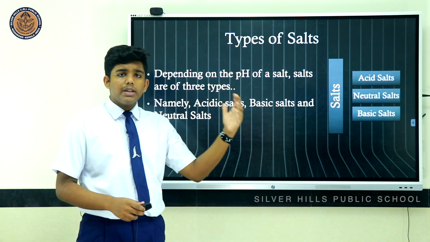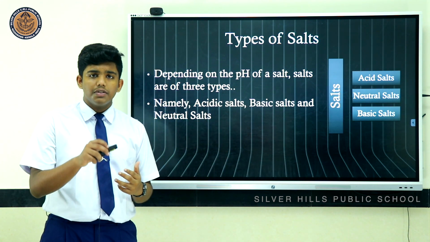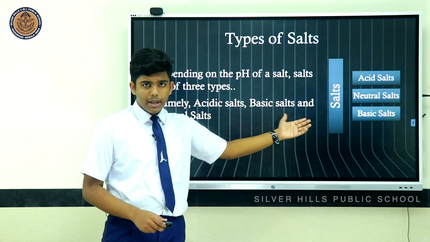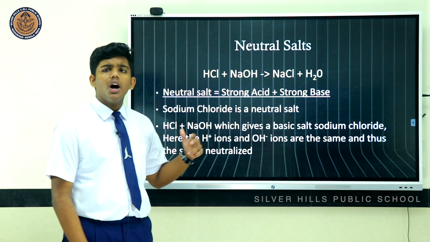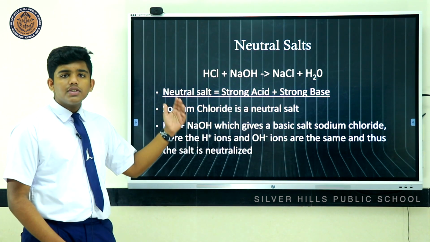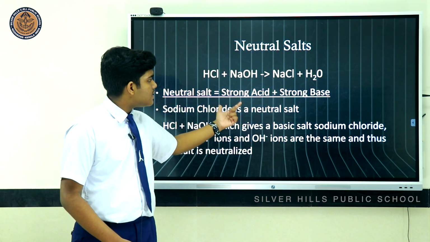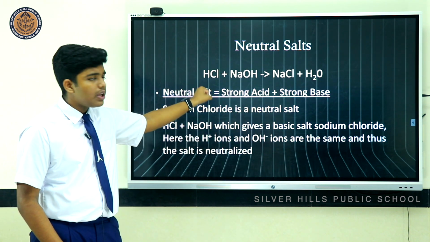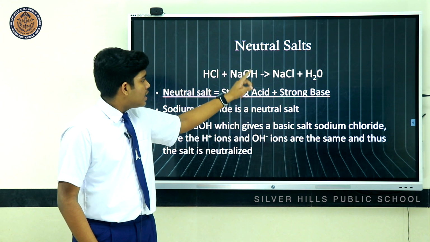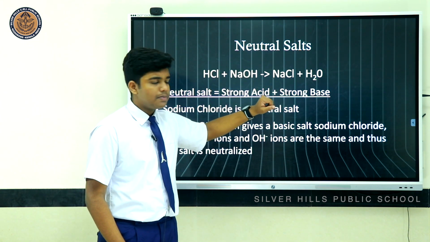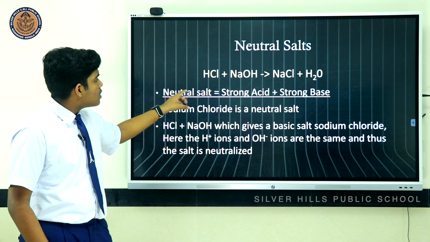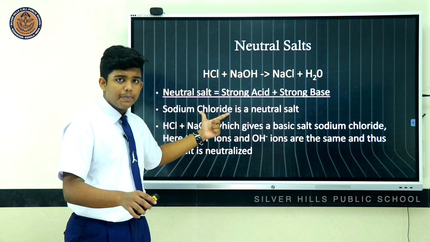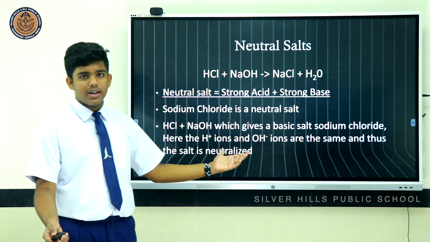Depending on the pH value of a salt, salts can be classified into three types: neutral salts, acidic salts and basic salts. So, what is a neutral salt? A neutral salt is formed when a strong acid reacts with a strong base. For example, the reaction between hydrochloric acid and sodium hydroxide, giving sodium chloride and water. Here, the H+ ions and the OH- ions present in the acid and base are equal, and thus the salt formed is neutral.